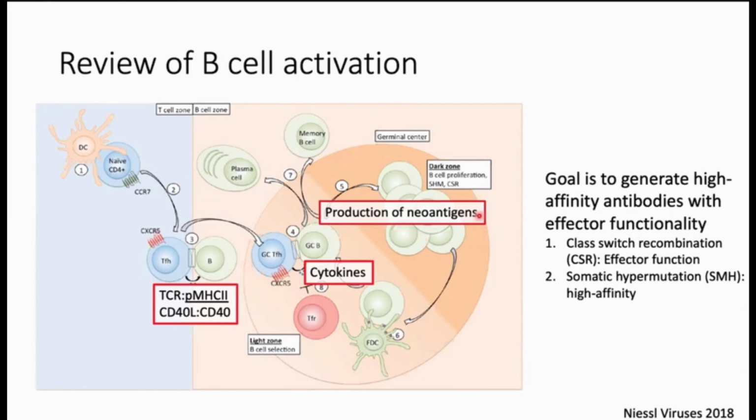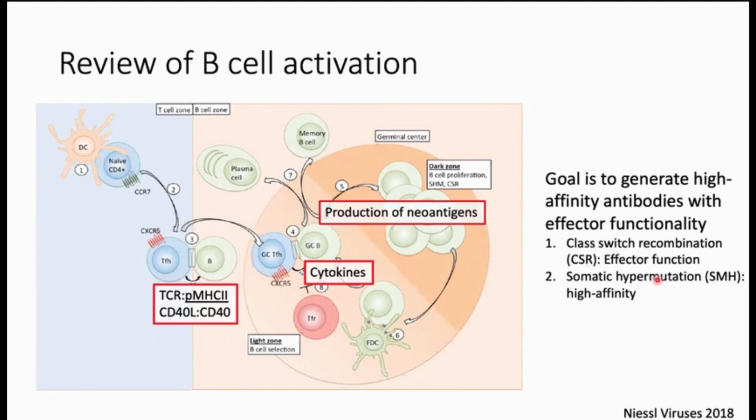Overall, the goal of B cell activation is to generate high affinity antibodies with effector functionality. The way this occurs is through two mechanisms. The first is class switch recombination, and this generates effector function. So the class switches to something like IgA for the gut, IgE for dealing with parasites or allergies, and IgG for more bacterial or viral functions.